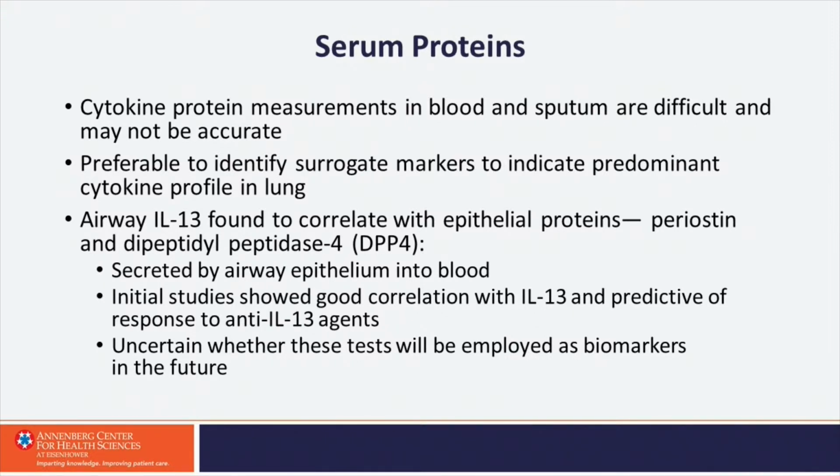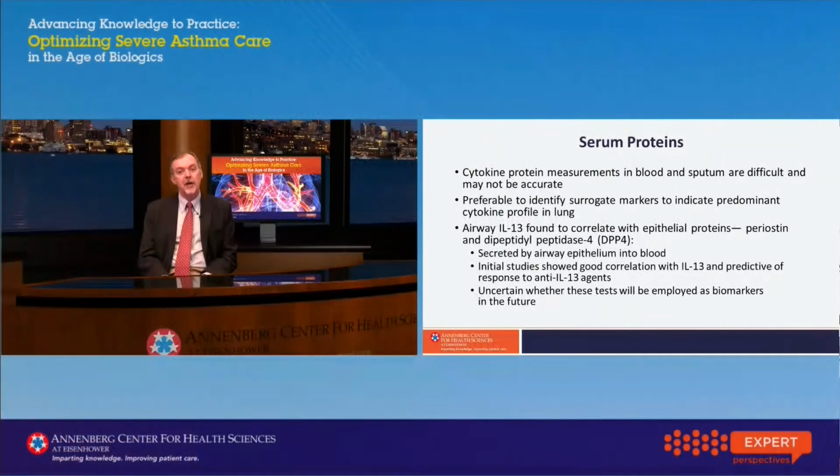Some data has shown that airway interleukin-13 correlates very well with things like periostin and dipeptidyl peptidase 4. Both of these are epithelial-derived proteins that respond to the presence of interleukin-13. So as the patient develops inflammation that's related to interleukin-13, the levels of these proteins in the serum will rise. And they've been shown to be both identifiers of this particular subtype of asthma as well as predictive of response to agents which do inhibit interleukin-13.